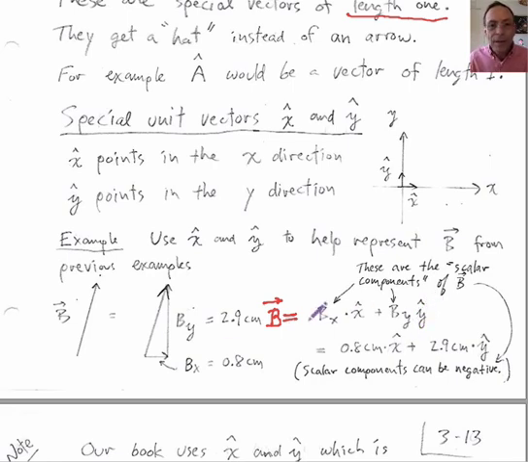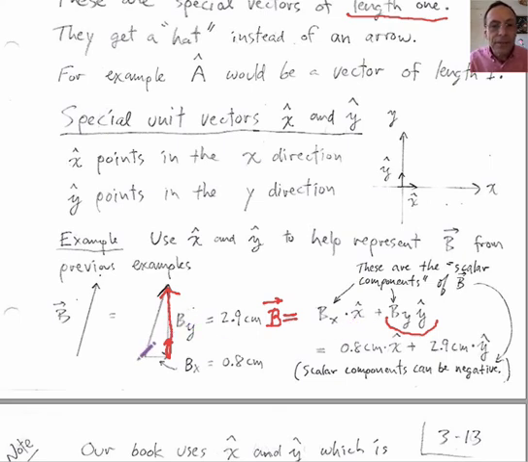So the process here is, for example, let's consider the y one. The y hat vector is like this, but then when you make the y hat vector 2.9 times longer, now it becomes this long, and so you have the right thing here. You've got the y component of b.